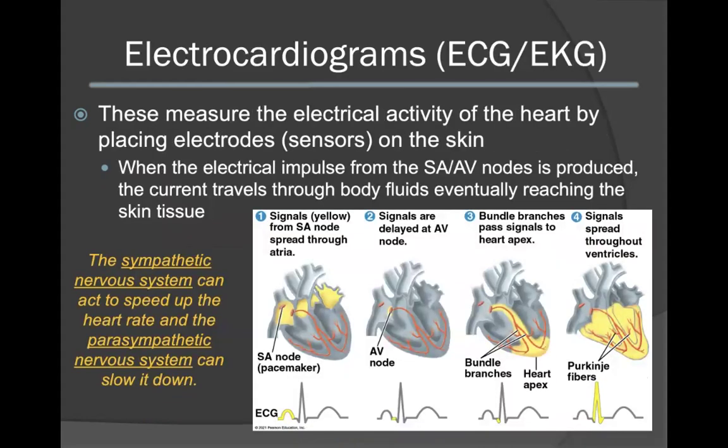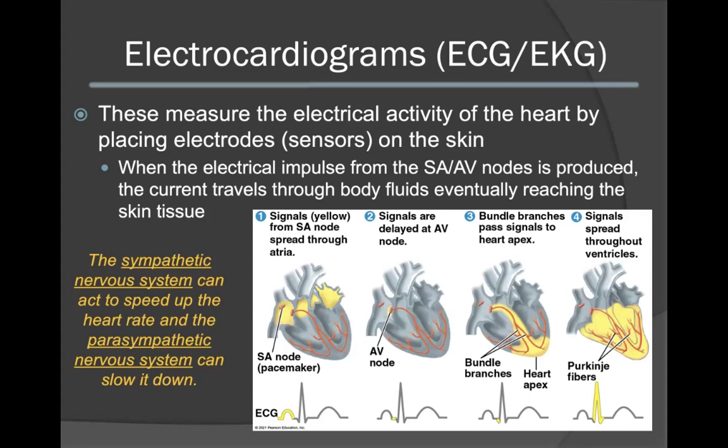Electrocardiograms, also known as ECGs or EKGs, are important tests that measure the electrical activity of the heart. They do so by placing electrodes or sensors on the skin. When there are electrical impulses from the SA or AV nodes, this current will then also travel through body fluids. This will eventually reach the skin tissue, which can then be detected by the electrodes.